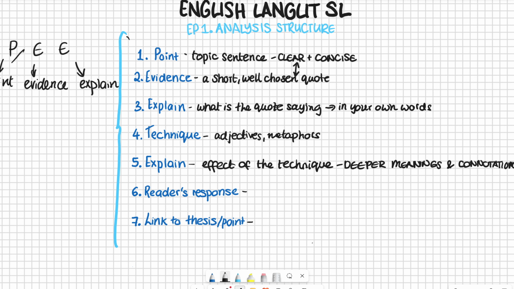All right. So your next thing is your reader response. So that's kind of like, how might a reader feel, emotions, and how might they react. So this, you won't see this in every single analysis paragraph, but it's always really nice to have, just as an added point.